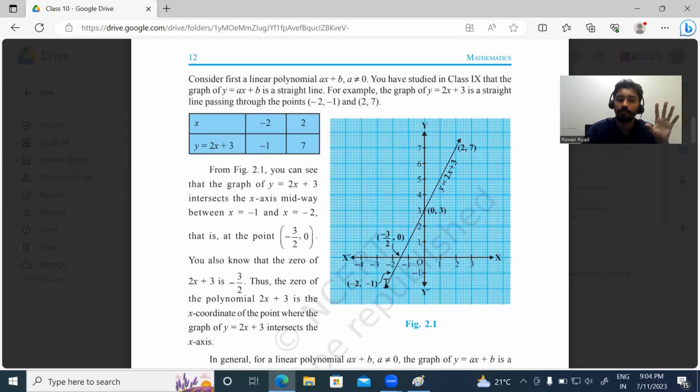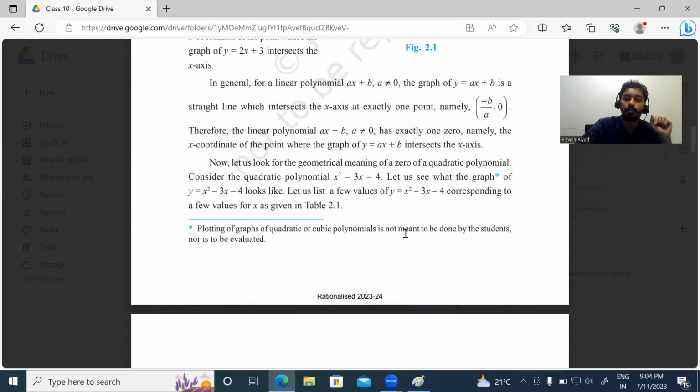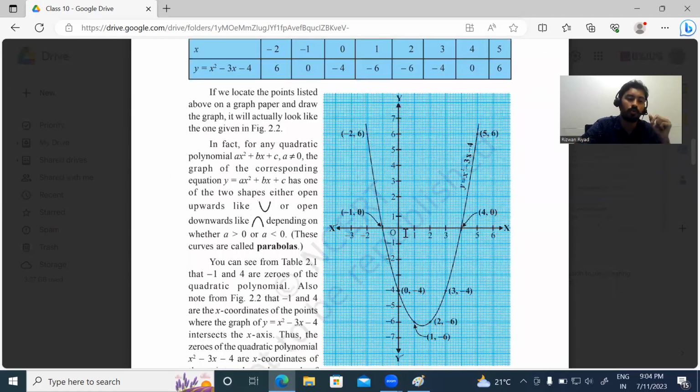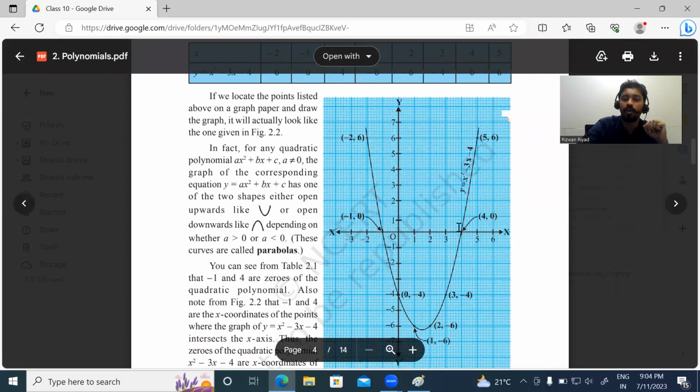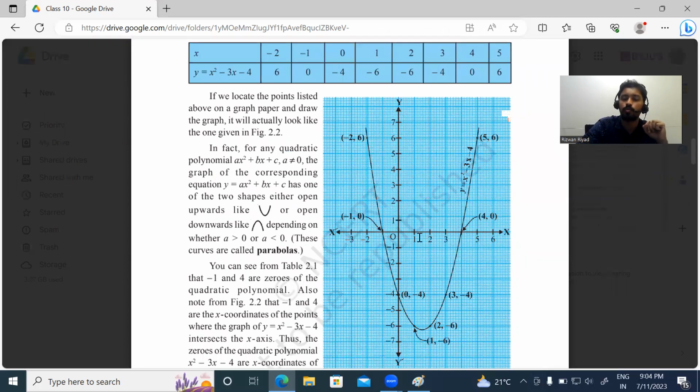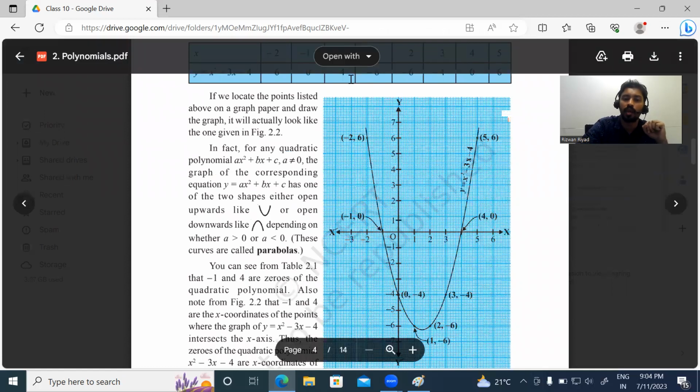Similarly, let's move to the quadratic polynomial. I told you the graph of a quadratic polynomial looks like this, a parabola shape. Now it's intersecting the x-axis at how many points? 2 points. You can see 2 points, and no other points are possible, because it is going like this and this is going like this. It's not possible to intersect again.